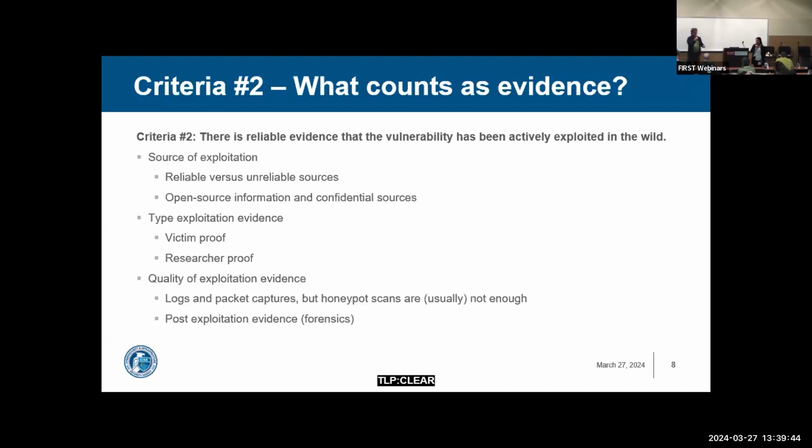But we get it from government agencies. We get it from researchers, security companies. I would say probably half and half. It's everywhere. It's actually really hard to pin down to a group. Vendors are a big one.